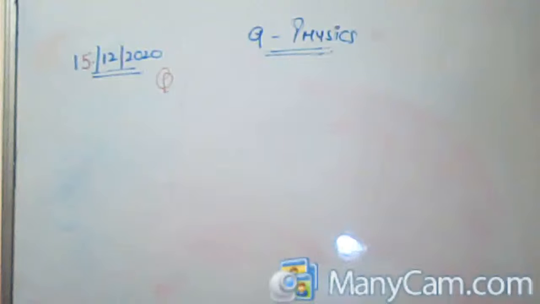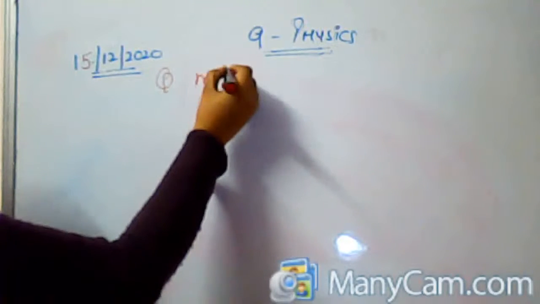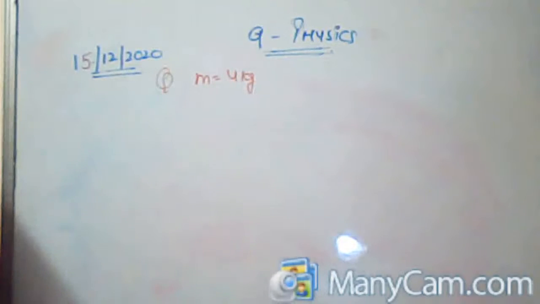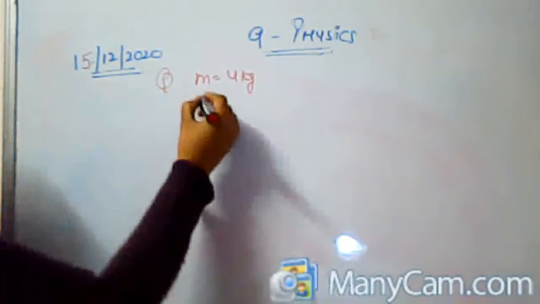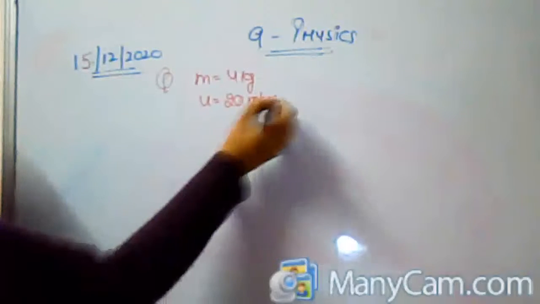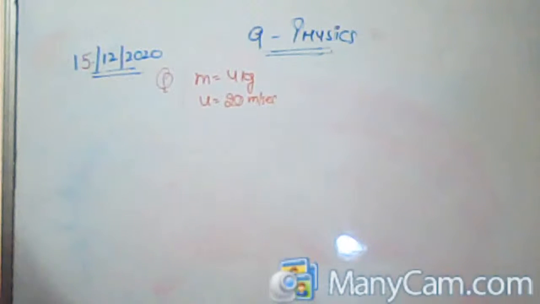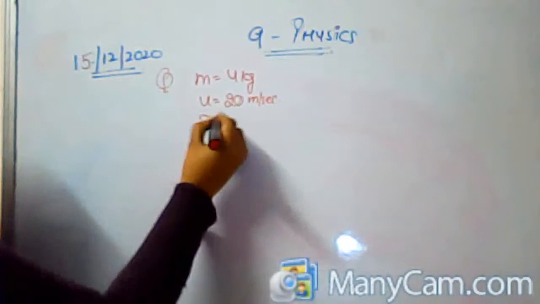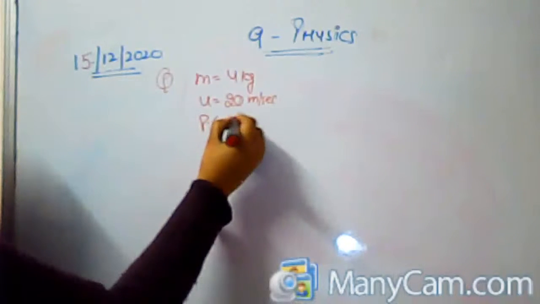So you have a 4 kilogram ball. मतलब आपको mass कितना given है? Mass is given to you as 4 kilogram. Fine. It is thrown upward with a velocity of 20 meter per second. Initial velocity आपको given है 20 meter per second. Find the potential energy at the maximum height. You have to find out the potential energy at the maximum height.